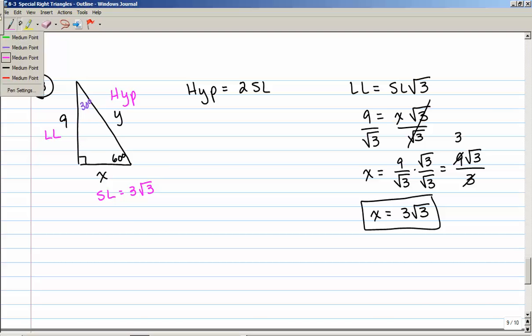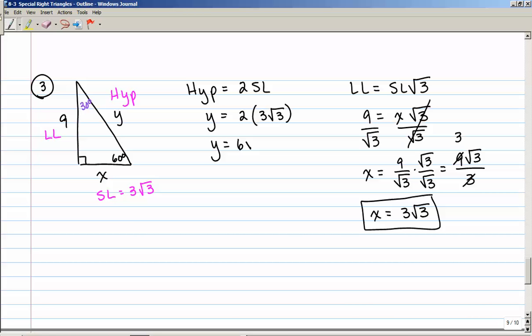So now I can use the other formula. I don't know my hypotenuse. That's called y. 2 times, and my short leg is 3 square root of 3. I can multiply the numbers out front. y is equal to 6 square root of 3.